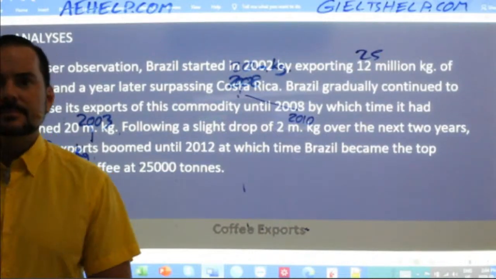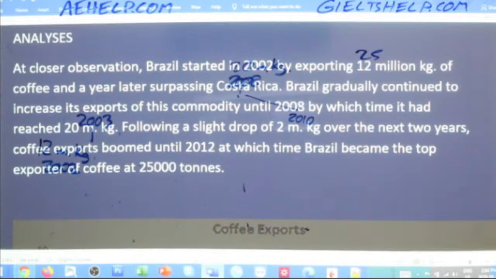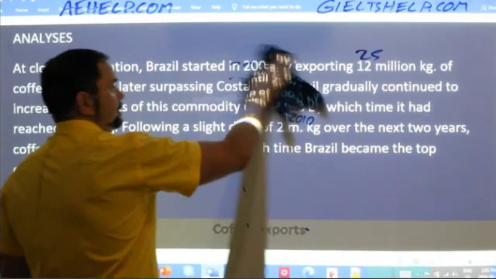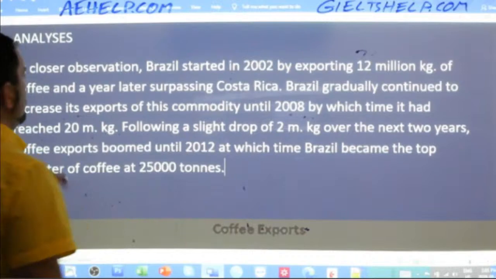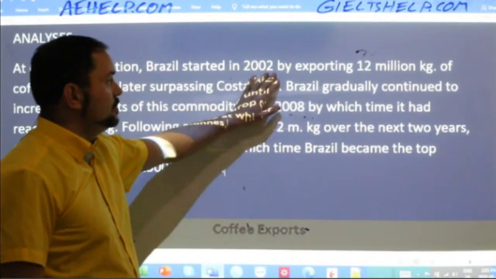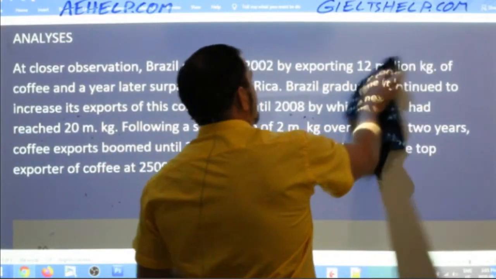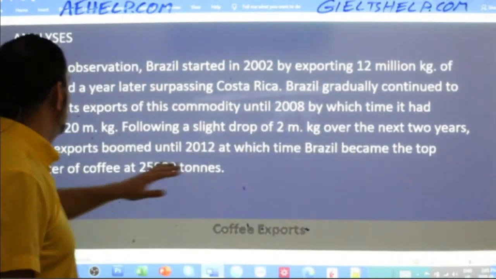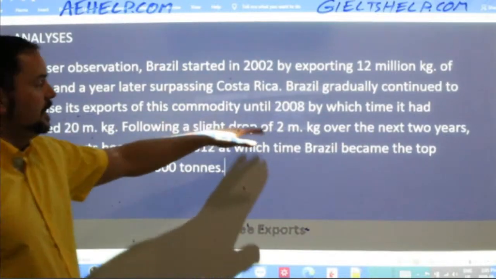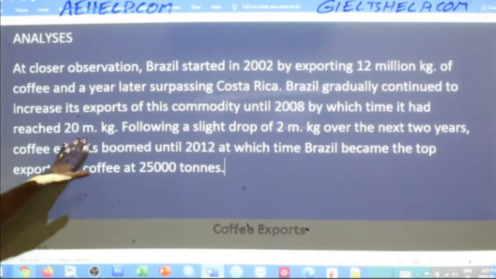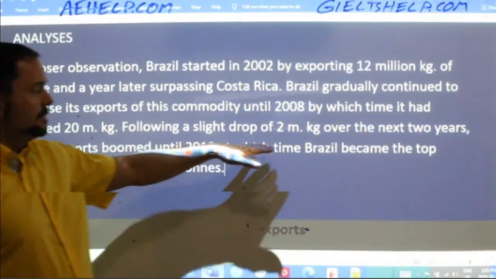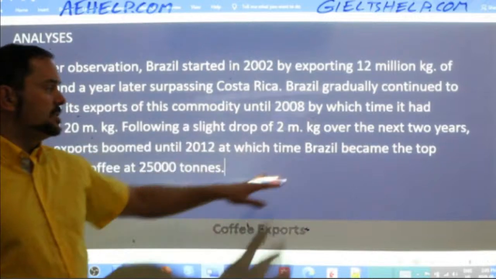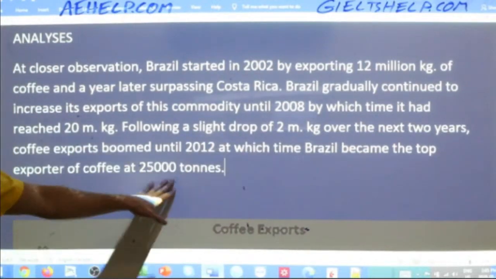All right. So that's my explanation, okay? Because it's not just a description here, but you're explaining. All right. So at closer observation, Brazil started in 2002 by exporting 12 million kilograms of coffee, and a year later surpassing Costa Rica. Brazil gradually continued to increase its exports of this commodity until 2008, by which time it had reached 20 million kilograms. Following a slight drop of 2 million kilograms over the next 2 years, coffee exports boomed until 2012, at which time Brazil became the top exporter of coffee at 25,000 tons.